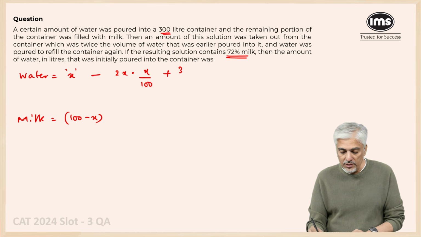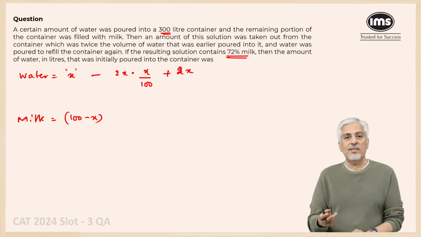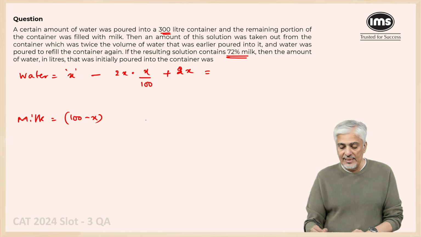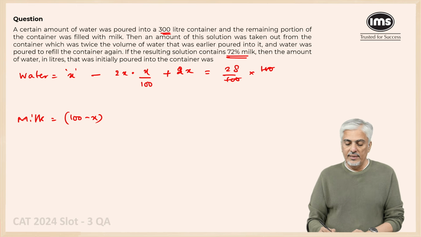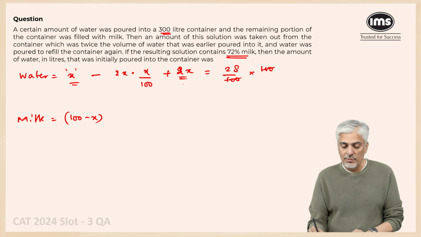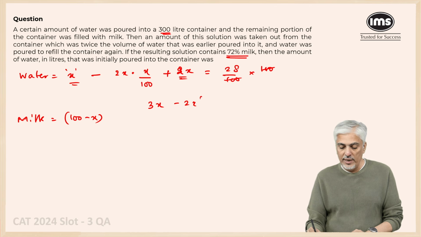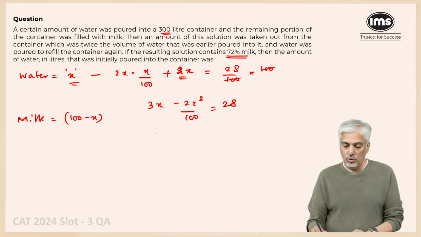And we will add 2x water again to it because we have removed total 2x. And this is equal to 28% of 100 because we assume the size is 100. So 28. Let's solve this. This x plus 2x will become 3x. So we have 3x minus 2x square upon 100 is 28. So let's make a quadratic. 300x minus 2x square is 2800.